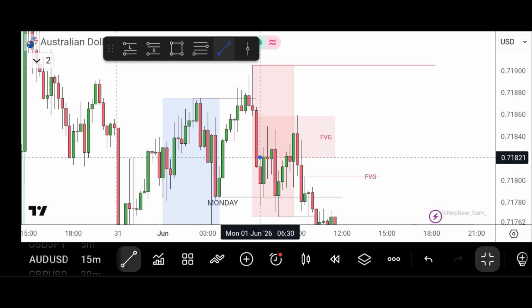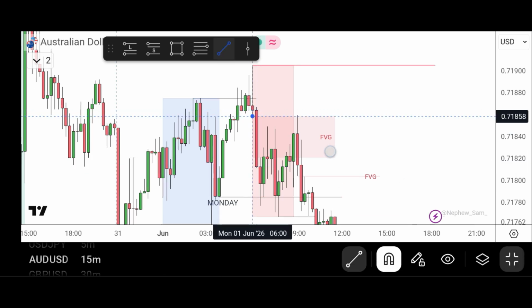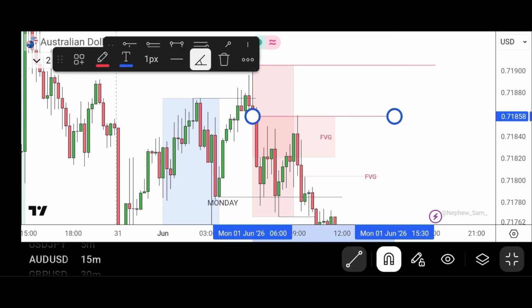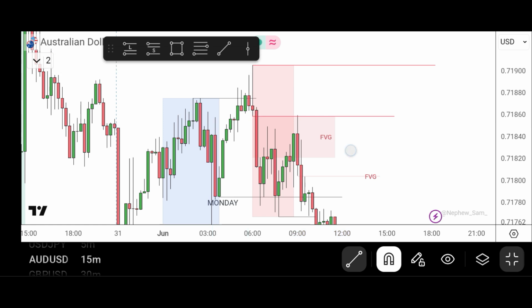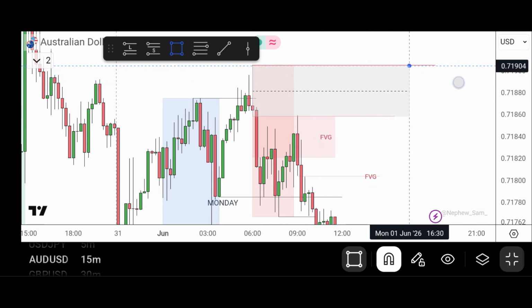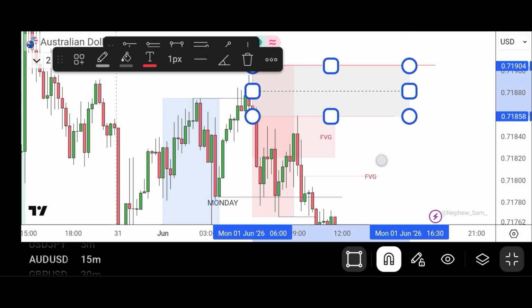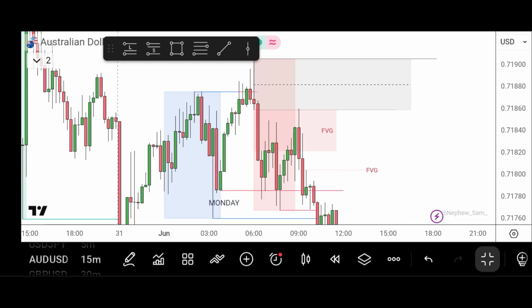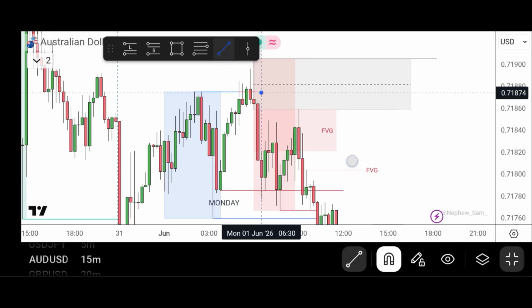If we want to mark our order block, remember our order block is this candle that swept the high. I'm going to use my rectangular box to mark it so that you see. That's the candle that swept the high, so that was our order block. I marked that order block and I took my trade from there.